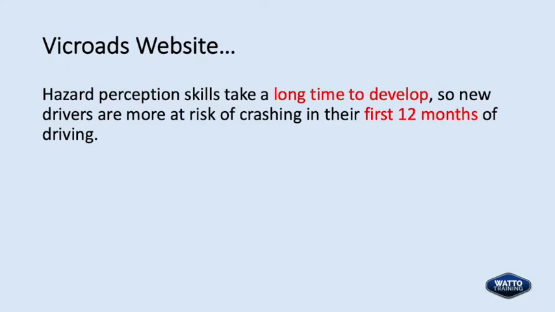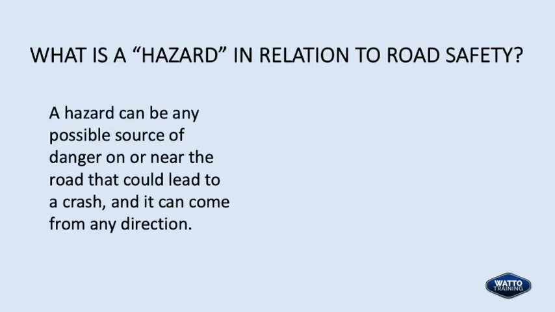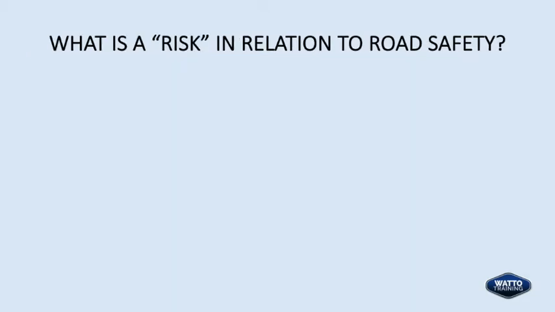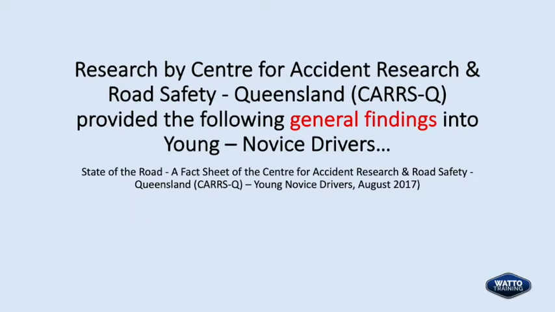Information on the VicRoads website tells us that hazard perception skills take a long time to develop, so new drivers are more at risk of crashing in their first 12 months of driving. What is a hazard in relation to road safety? A hazard can be any possible source of danger on or near the road that could lead to a crash, and it can come from any direction. What is a risk in relation to road safety? Risk is how great the chance that someone will be harmed by the hazard.